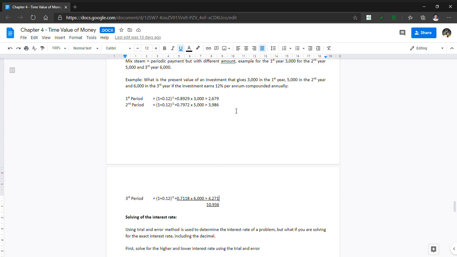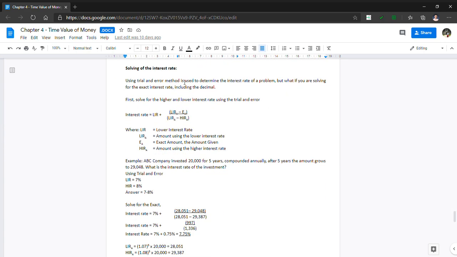Tapos after getting the present value of all the payments, so 2,679, 3,986 and 4,271, just simply add all of them to get the present value of all of the amounts na na-receive natin na nag-total ng 10,936. So ganun lang. Instead na gamitin natin ang annuity, we just simply compute for the present value of each payment. So the same lang din kapag future value. Kapag future value to, syempre i-compute mo ang future value ng separate payments. Okay. So ganun lang 'yun.